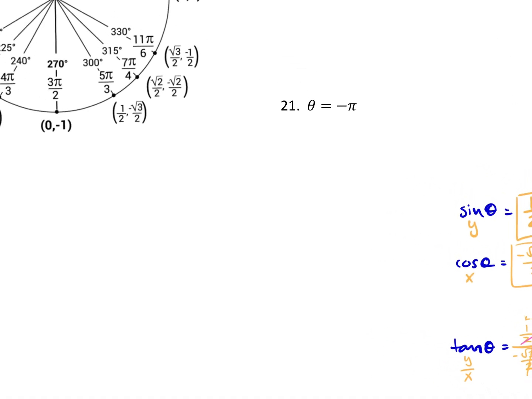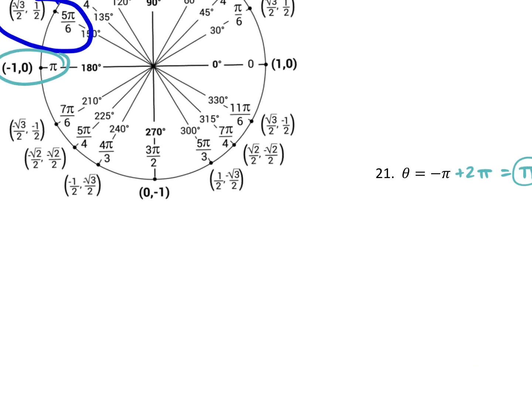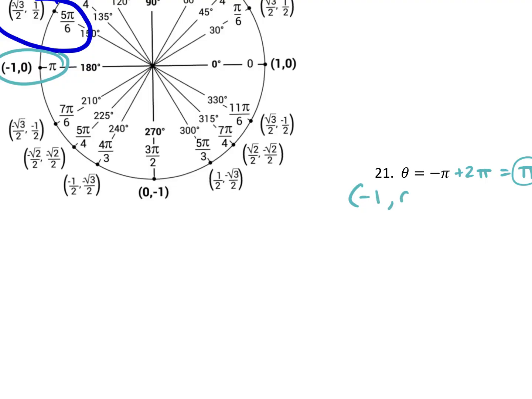So 21, again, we have negative pi. It's not on the unit circle. How would we find the equivalent to this on the unit circle? Add 2 pi. What's negative pi plus 2 pi? Pi. So we're looking for pi on our unit circle. So pi on the unit circle would be here. So the point we're using is negative 1, 0.